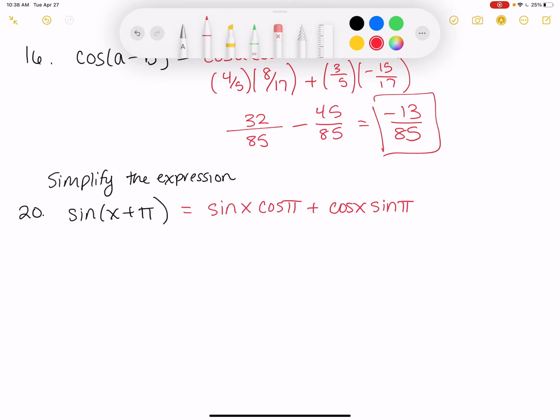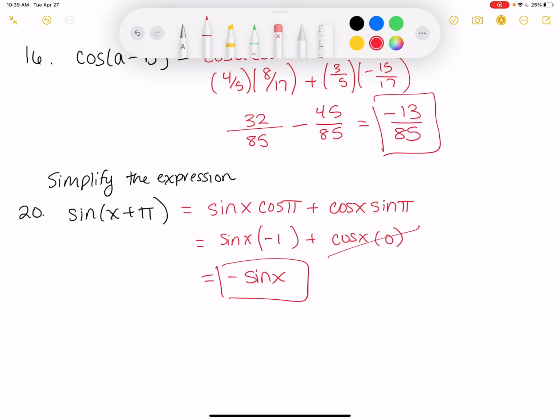Okay, so now at this point, I'm going to evaluate the stuff that has pi's in it. So I've got the sine of x times what's the cosine of pi? Negative 1. Plus cosine of x times what's the sine of pi? 0. So the cosine of x stuff is going away, and I'm left with negative sine of x. That's the answer.